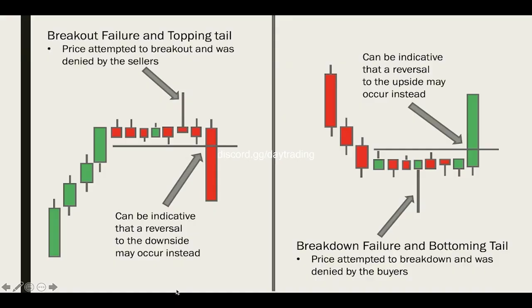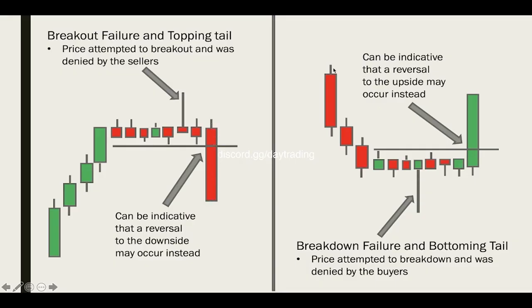We're going to be talking about that more in the volume class. But this is usually indicative that this move is done. This move is over. It attempted to break out and failed. What does that tell us? If it attempted to go higher and failed, it tells us, hey, this is probably going to go lower. And this is indicative that a reversal might take place and this will actually drop.